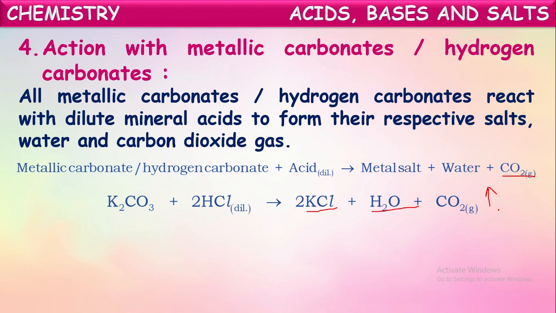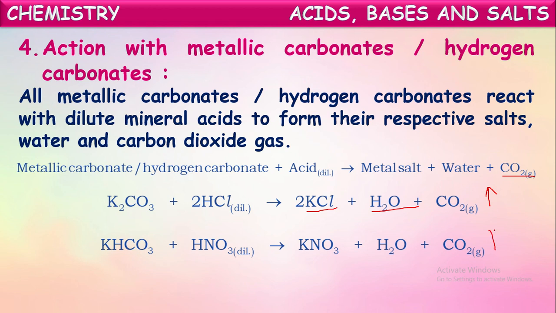In the same way, metal carbonates or bicarbonates. If you see this metal bicarbonate, it is called potassium bicarbonate or potassium hydrogen carbonate. This on reaction with nitric acid forms potassium nitrate, water, and the carbon dioxide gas is liberated out. So in this way, acids on reaction with metal carbonates and metal hydrogen carbonates, that means metal bicarbonates, form salt, water, and carbon dioxide gas. Okay.